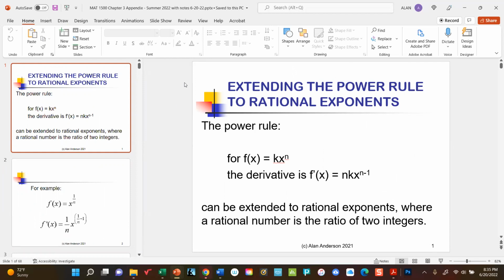But we're going to start here with this simple idea that the power rule itself does not necessarily have to be applied to cases where the exponent is an integer. It's also possible to apply it to what are called rational exponents. And of course, a rational exponent or any rational number itself is just the ratio of two integers. So like, for example, 3/5 is rational.